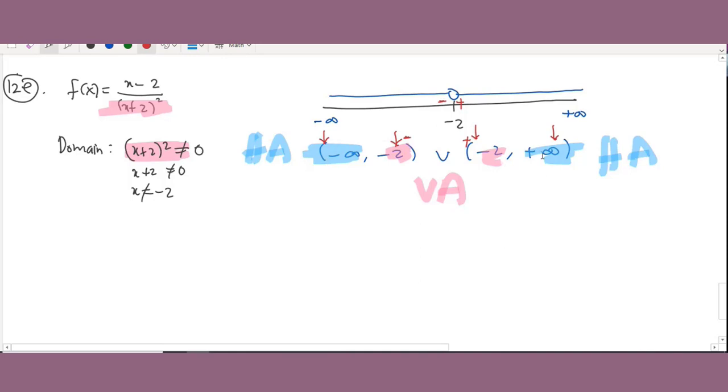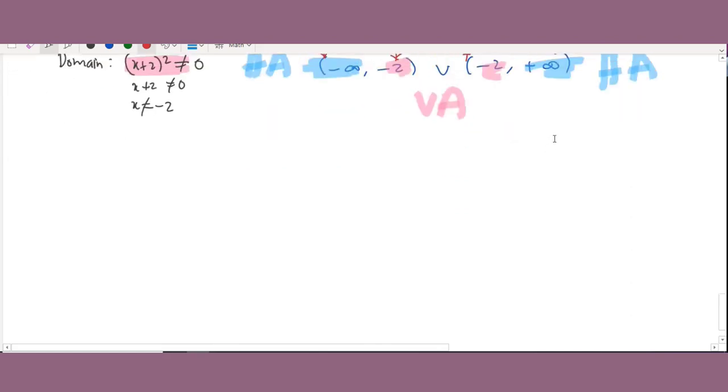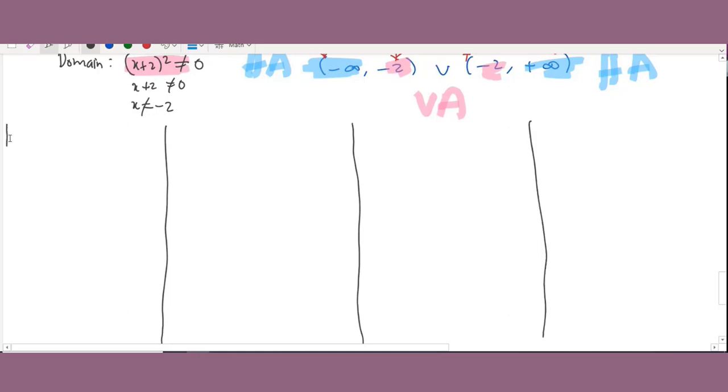So maybe maximum is 6. So let's try. Limit x approaches negative 2 from left. Limit x approaches negative 2 from right. Limit x tends to negative infinity. Limit x tends to positive infinity.